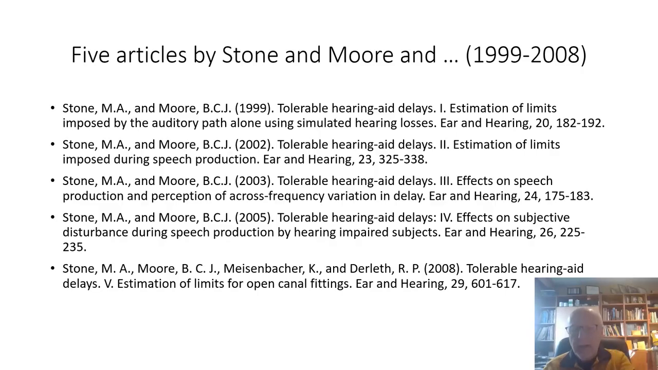And you can see they all have very similar names like tolerable hearing aid delays for estimation of limits for open canal fittings, effects of subjective disturbance on speech production, the effects of speech production and perception of a cross frequency variation and delay, estimation of limits imposed during speech production, and estimation of limits imposed by the auditory path alone using simulated hearing losses. So the first one, from 1999, really had nothing to do with digital delay. It was just delay that happens in our human auditory system.